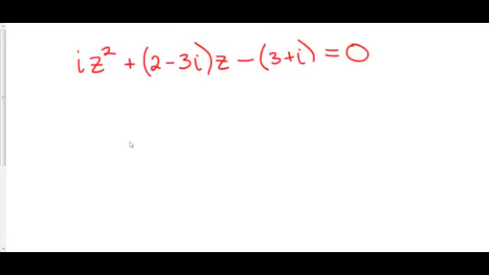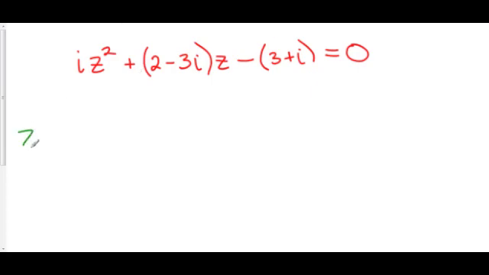And that is the answer. Now let's take a look at an example that has complex coefficients as well as imaginary coefficients. Here, my a is i, my b is 2 minus 3i, and my c is negative 3 plus i. So let's use the quadratic formula yet again.